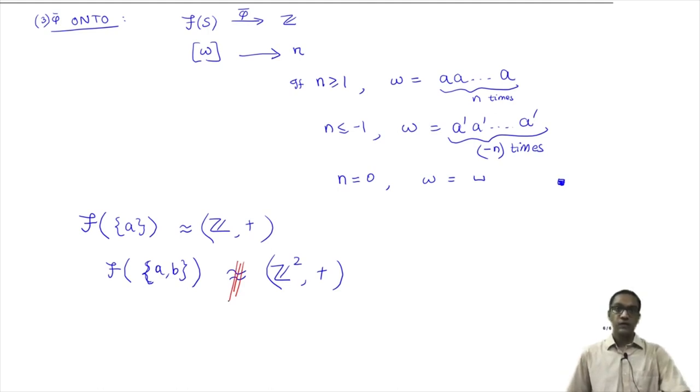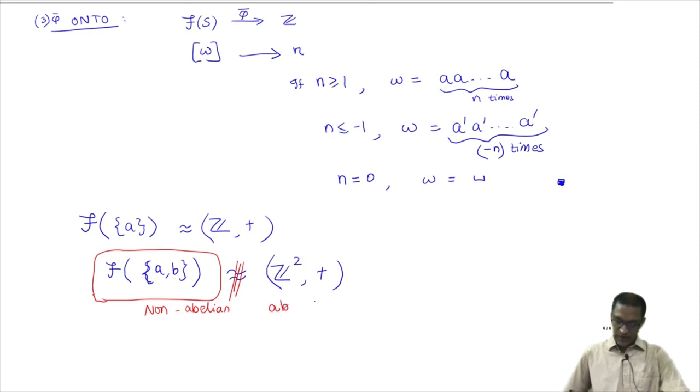Okay, so Z squared is in fact an abelian group. It has two generators, but it's an abelian group. F of A, B, the free group on two generators, is of course non-abelian. The word AB and the word BA in this free group will turn out not to be in the same equivalence class. So, for example, I just mentioned this is a non-abelian group. In other words, if I take the word AB in this group and the word BA in this group, then the equivalence class of AB is not the same as the equivalence class of BA. I'm talking about the free group here on two generators.